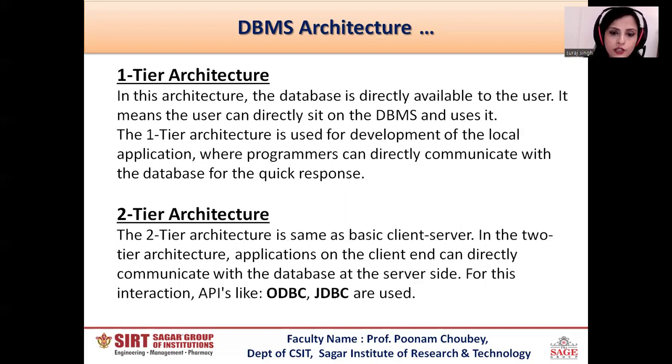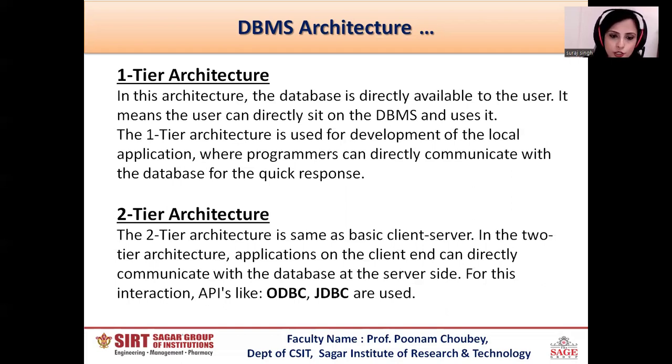The first tier architecture is used for the development of local applications, such as when we want to make a local application in our DBMS. So we can use this type of architecture where the programmers can directly communicate with the database for a quick response, right? So it is the basic architecture. It is the simple architecture which we have seen. The users can directly connect with the database easily. So it is the simple architecture of the DBMS.